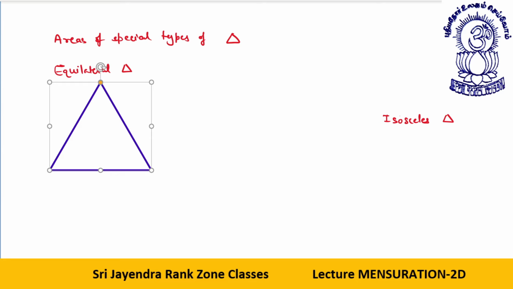What is the height of this triangle, dear students? Look, this is the height of the triangle, H. This is the base of the triangle. Let's say all the sides are A. So the base is equal to A, and all the sides are A.